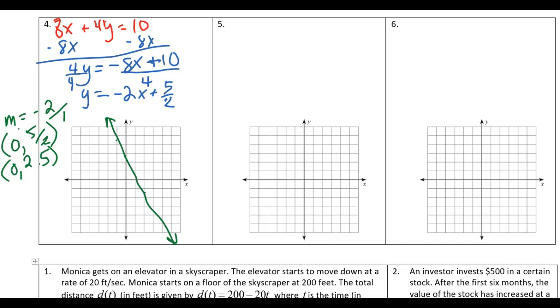Okay. Number 5. Your problem is 2x minus 2y equals 0. First thing we're going to do with this is we're going to solve for y. Put this in slope-intercept form by first subtracting 2x from both sides.